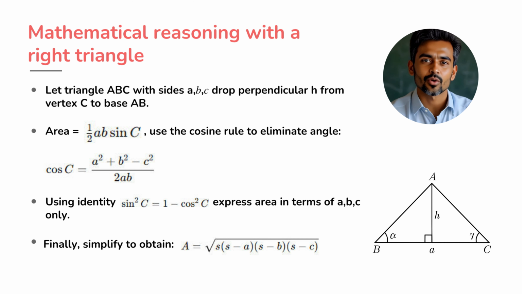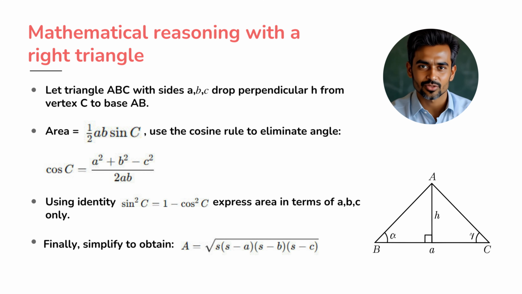Now that we have the formula, you might wonder, how did Heron come up with this formula? Let's take a deeper look at the math behind it. Consider triangle ABC with sides A, B, and C. From vertex C, we drop a perpendicular height h onto the base. We know the area of a triangle is half the product of base and height. But there's another way to find the area: half times a times b times sine of angle C.